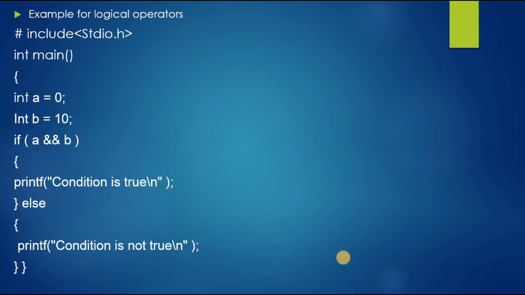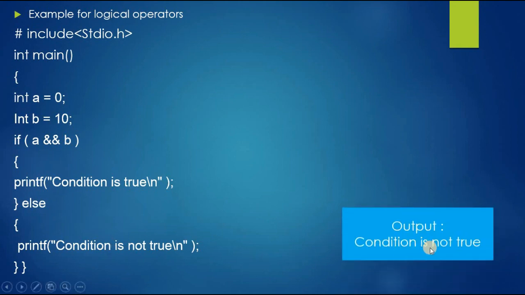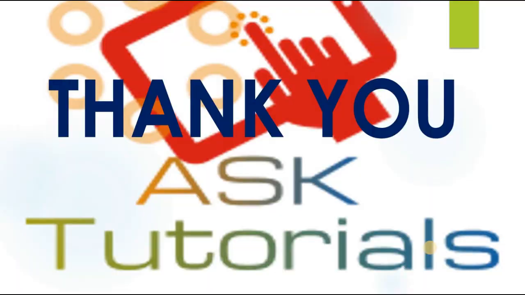Else, the condition is not true. The AND operator tells us that if both values are non-zero, then only the condition will be true. But here we have taken A as 0 and B as 10. So we will get the result that the condition is not true according to the rule of the AND operator. So we got the output as condition is not true. This is how we learned the logical operators in the C language.